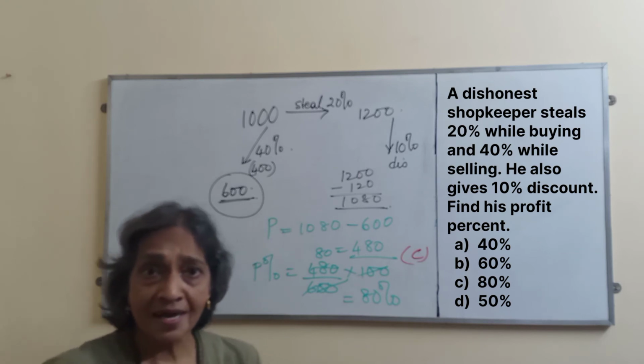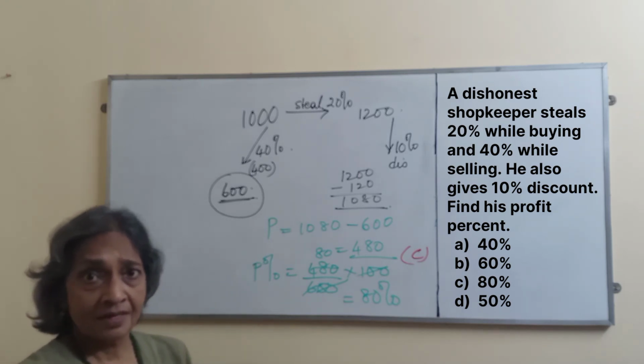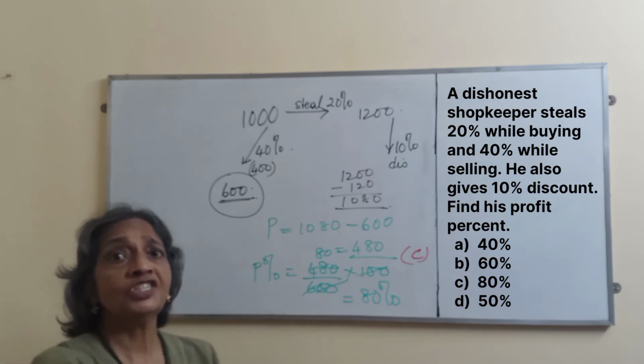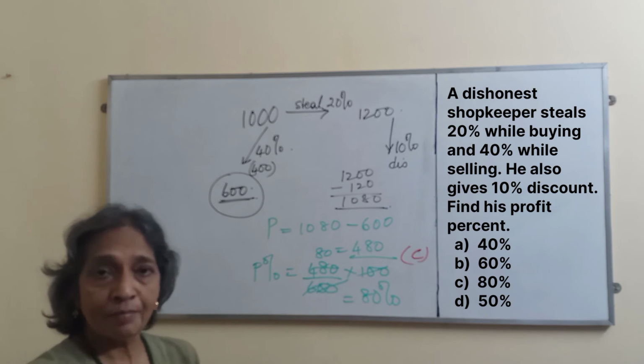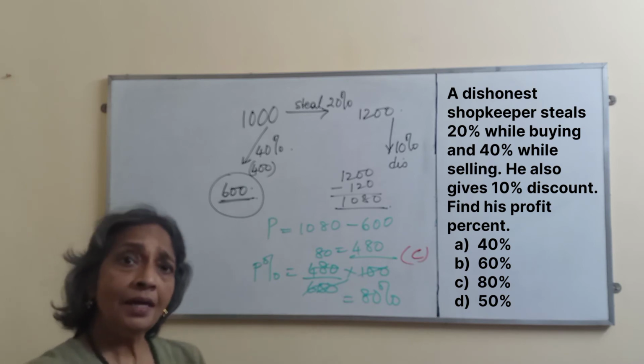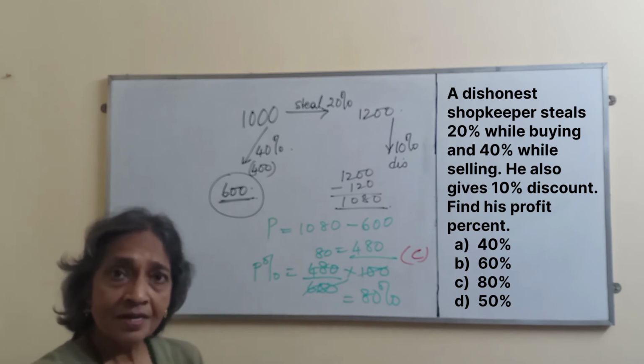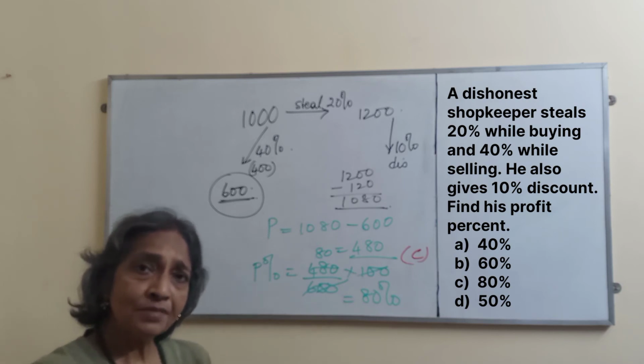Okay? So now again there were three conditions here. In the earlier one we had something where he has marked the price. Now here he steals while buying. He cheats you while giving. And to make you happy, he gives a 10% discount also.